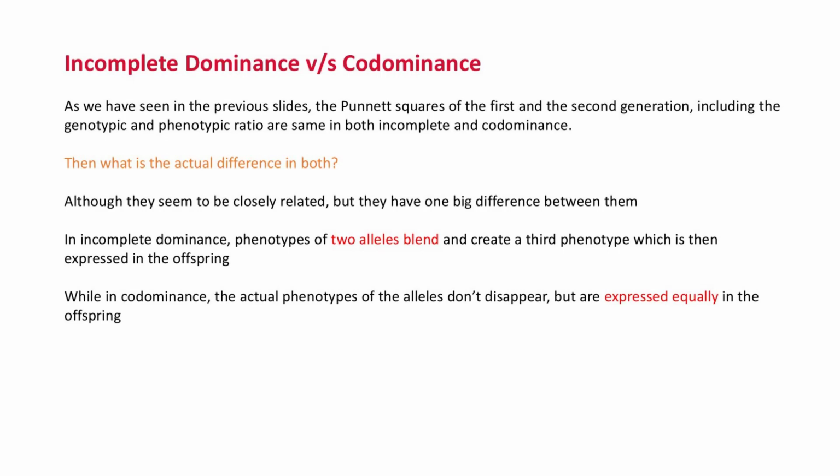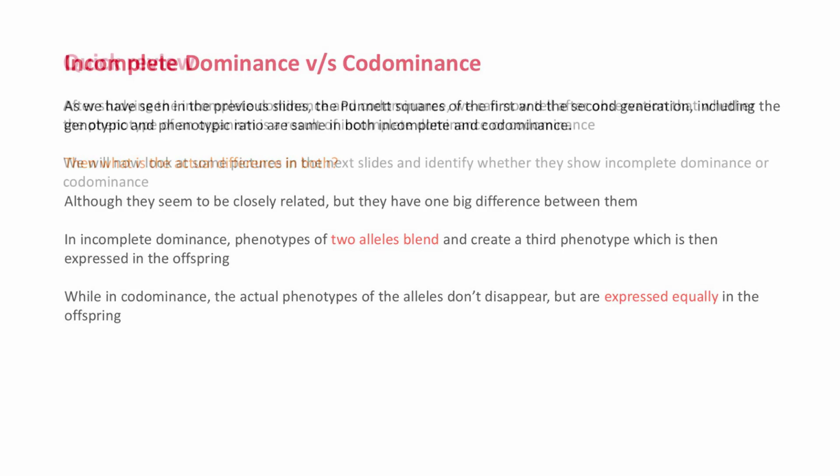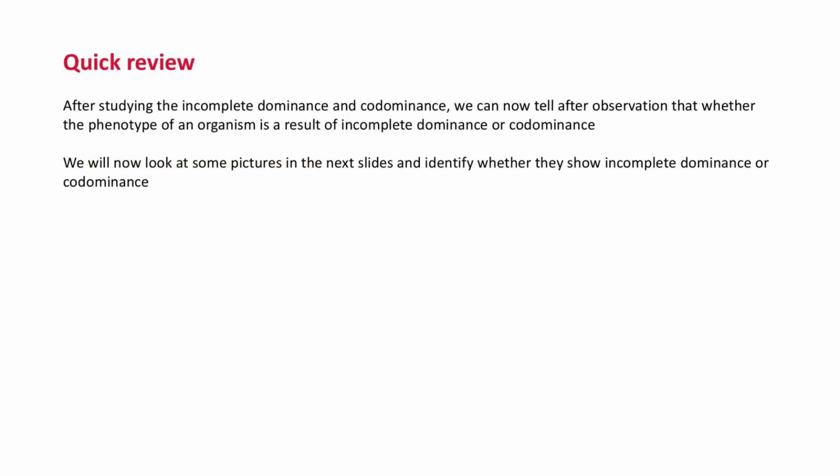differentiates them. That is, in incomplete dominance, the phenotypes of two alleles blend and create a third phenotype, which is then expressed in the offspring. While in codominance, the actual phenotypes of the alleles don't disappear, but are expressed equally in the offspring. After studying incomplete dominance and codominance, we can now tell after observation whether the phenotype of an organism is a result of incomplete dominance or codominance. So let's have a quick review and have a look at some pictures in the next slides and identify whether they show incomplete dominance or codominance.